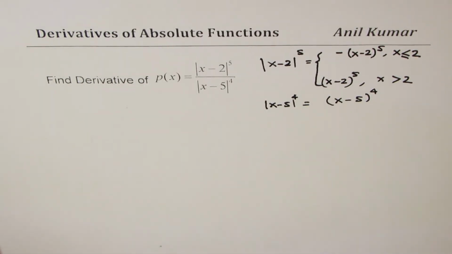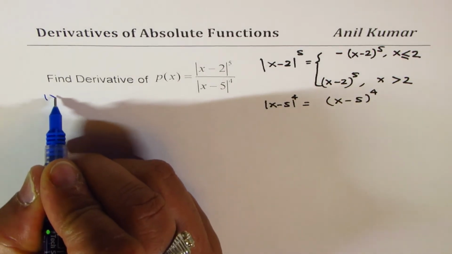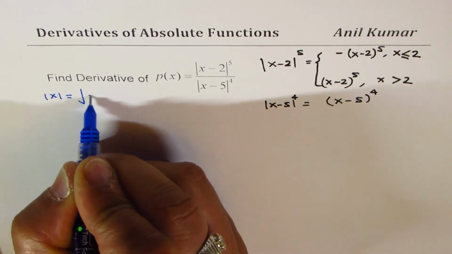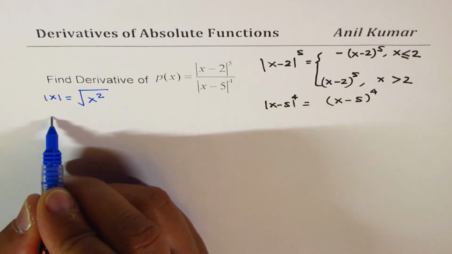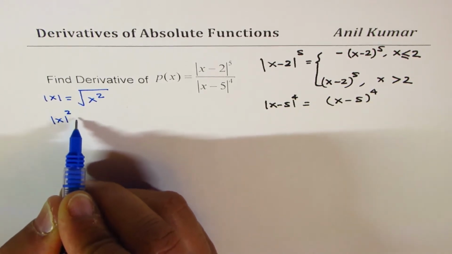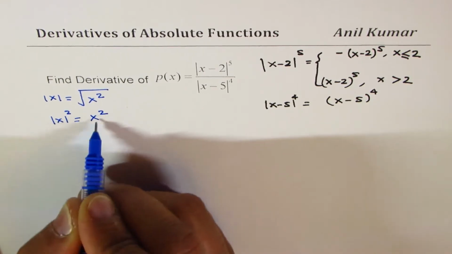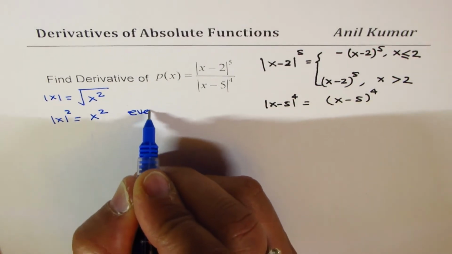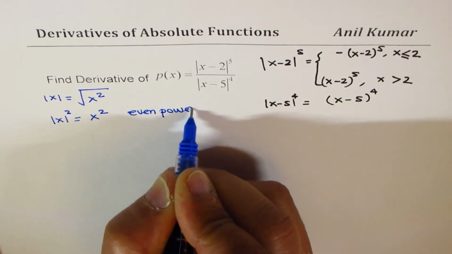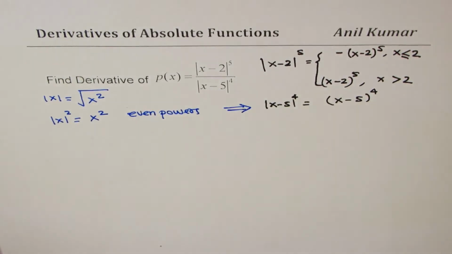Well, for some of you, if this concept is not very clear, let's get back to the absolute value of x, which is equal to the square root of x squared, right? Then what is the square of the absolute value of x? It is going to be x squared. You get an idea, right? So if we have even powers, then it will be a similar situation, and therefore I could write it like this. Is that clear? Right? Okay.